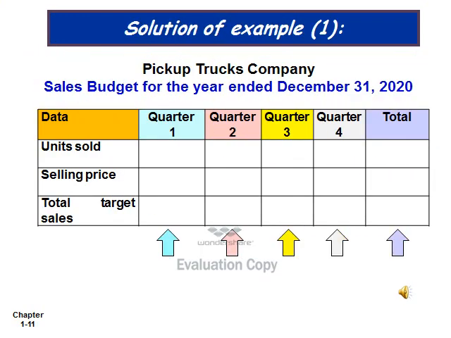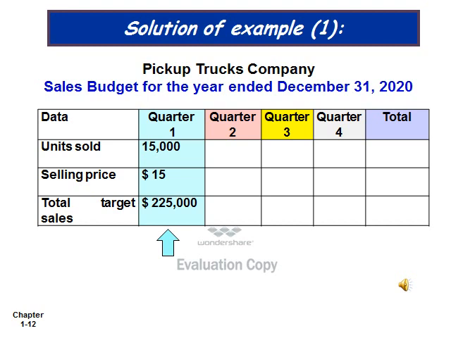To solve example 1, write the company name, write the kind of budget, sales budget for the year ended December 31st, 2020. Draw a table consisting of 6 columns: data, quarter 1, quarter 2, quarter 3, quarter 4, and total. Under data, write units sold, selling price, total target sales. That means units sold times selling price equals total target sales.